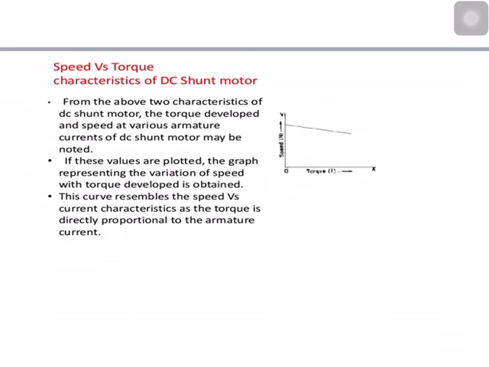As the torque increases, the speed decreases slightly. Speed versus torque characteristics of DC shunt motor.